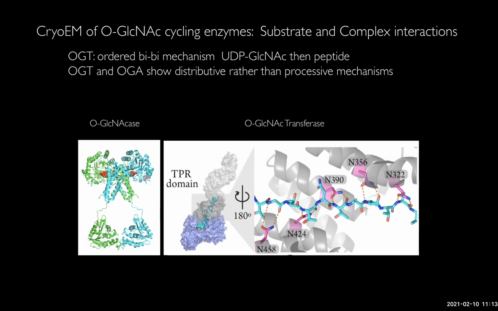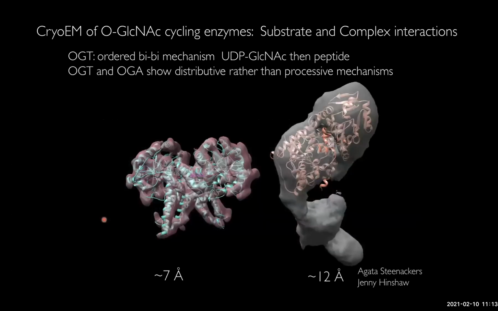Much less is known about O-GlcNAcase and its interactions. But we've recently solved the cryo-EM structure of both OGT and, at a higher resolution, the O-GlcNAcase. So we're very hopeful that cryo-EM will be a way of understanding how complexes form and how the many and diverse substrates of OGT are recognized.